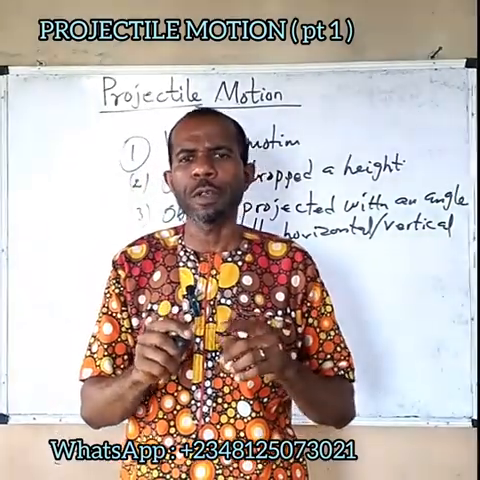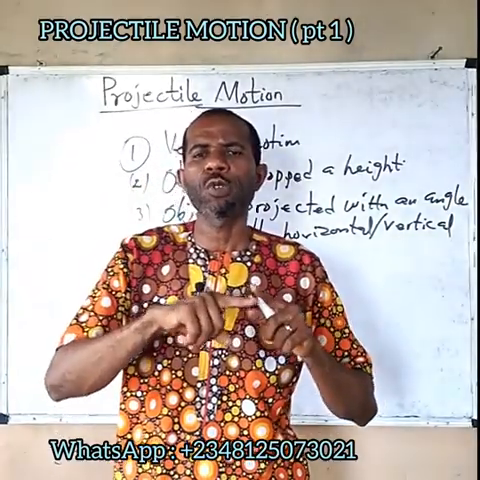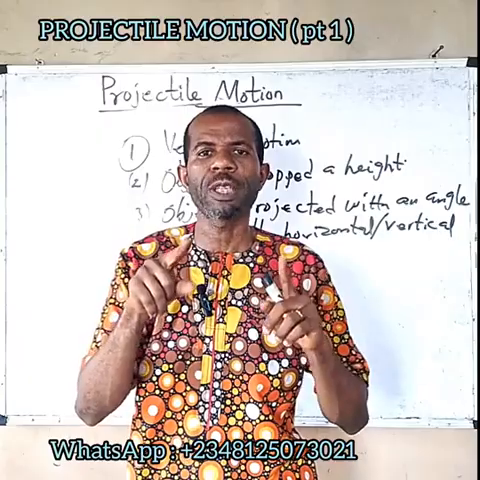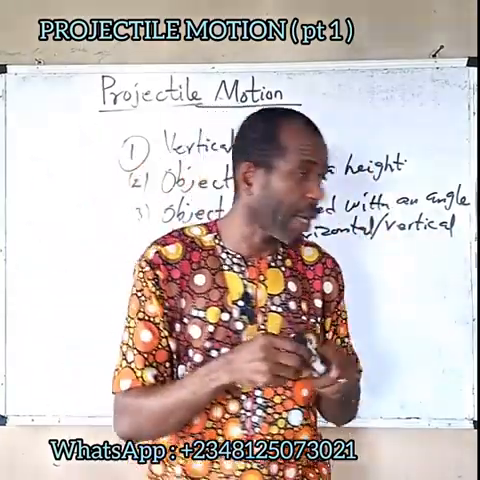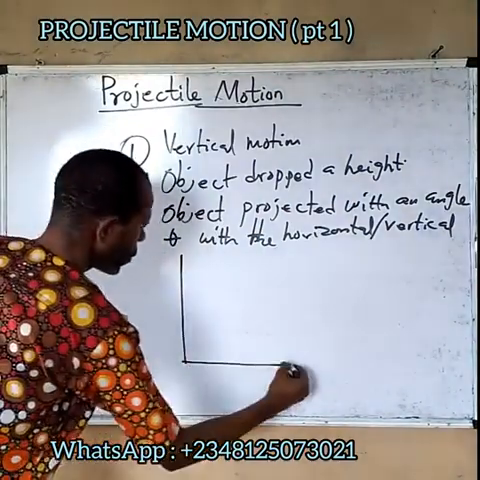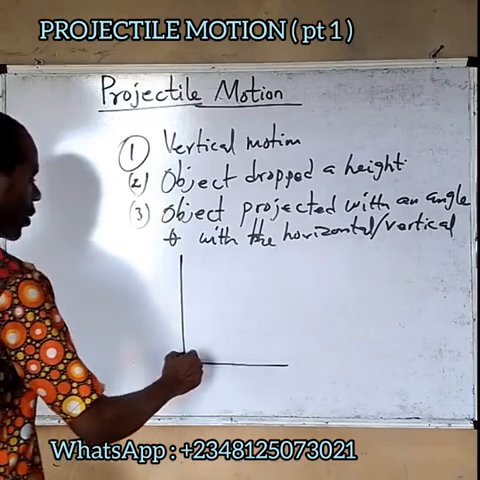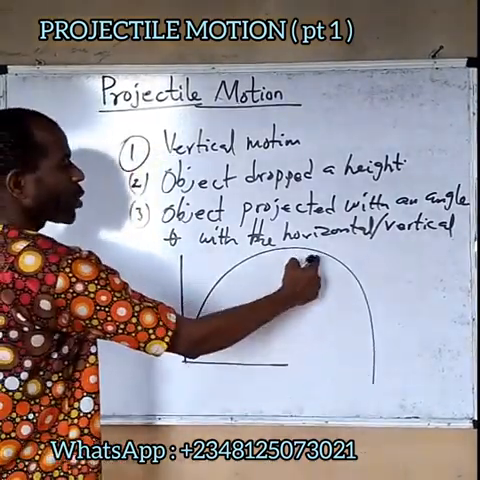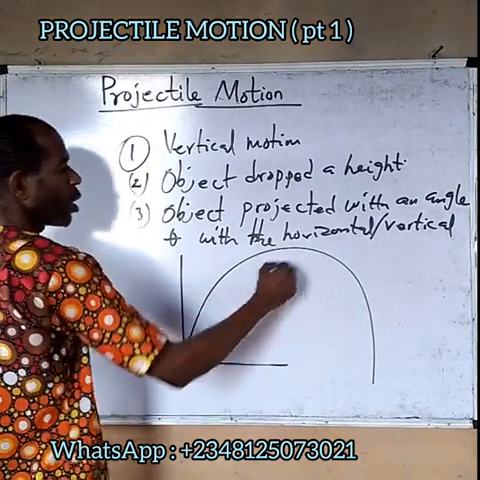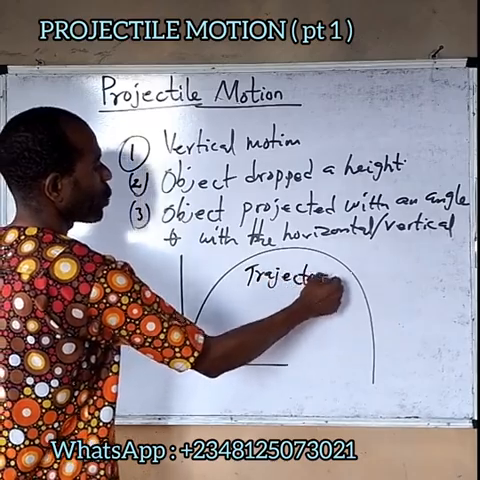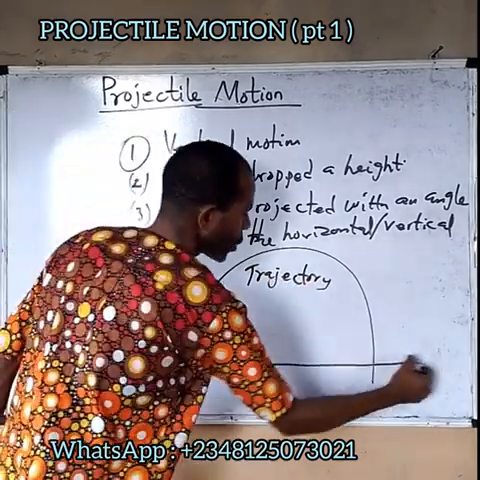Since we said that the motion of a projectile passes through a parabolic path, what does it mean? Parabolic means very curved. Now, if an object is projected, let's say you throw an object, you project it from here, it will move through a parabolic path. And this path in which the object travels is what we call the trajectory. This is the path where the object moves.